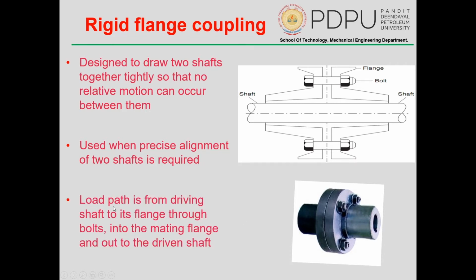The load path is from the driving shaft to its flange, through bolts into the mating flange and into the driven shaft. Basically, let's assume that this shaft is the driver and this shaft is the driven. Load from shaft 1 passes through this flange, then through these bolts, and then to shaft 2. That is the transmission of the power. Here I can ask you one question: where will this particular flange fail, or where is the highest load in this flange? Obviously your answer should be the bolts. That is where the power is getting transmitted, right?